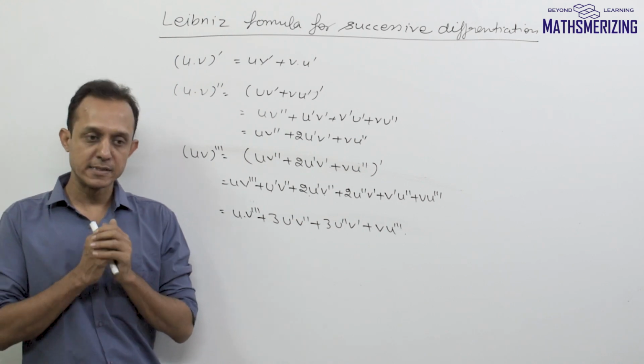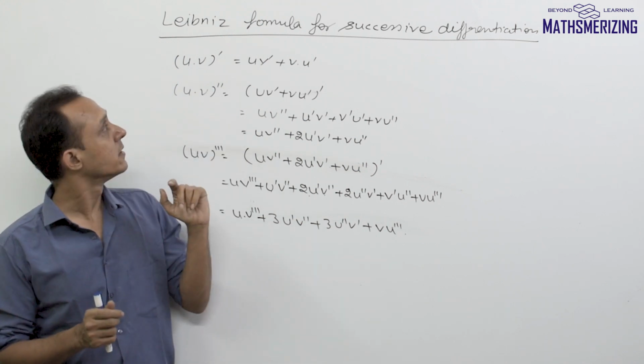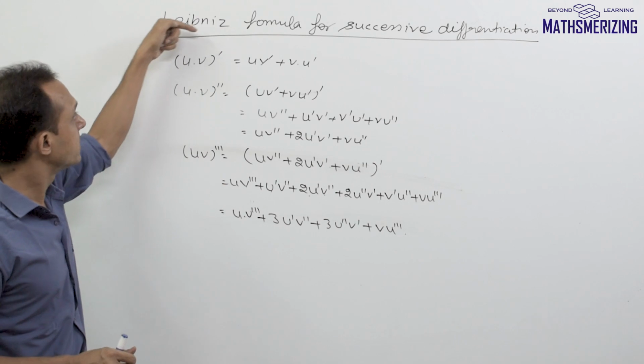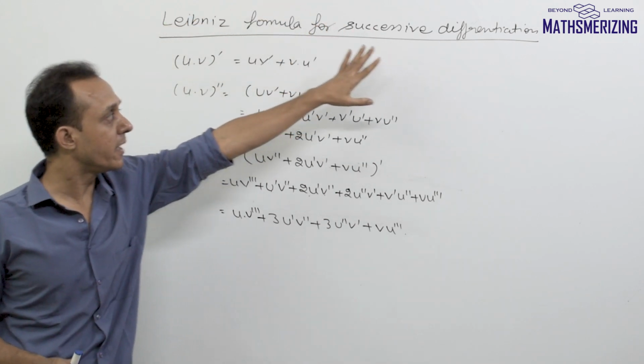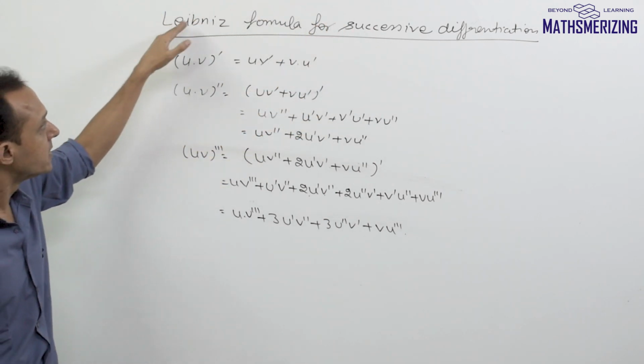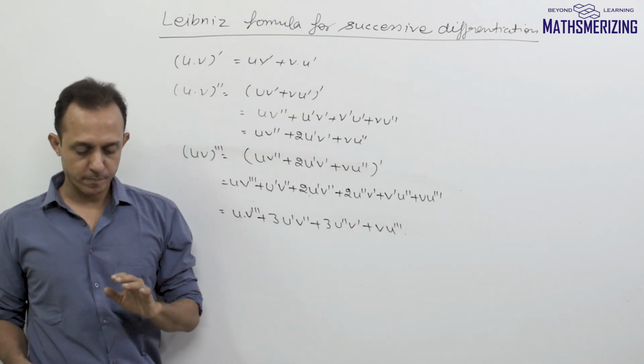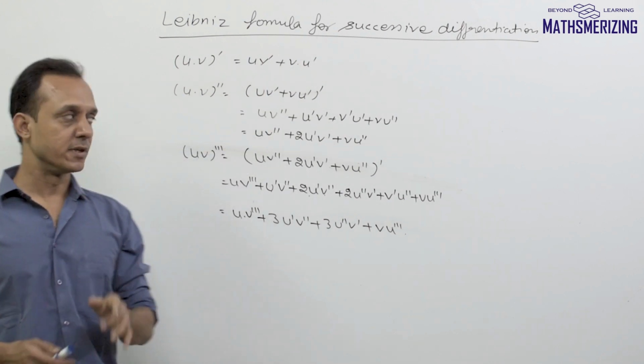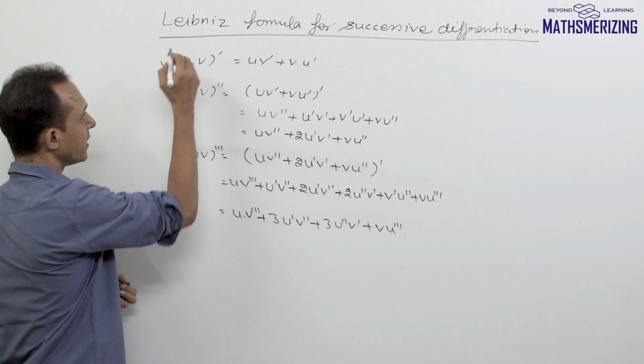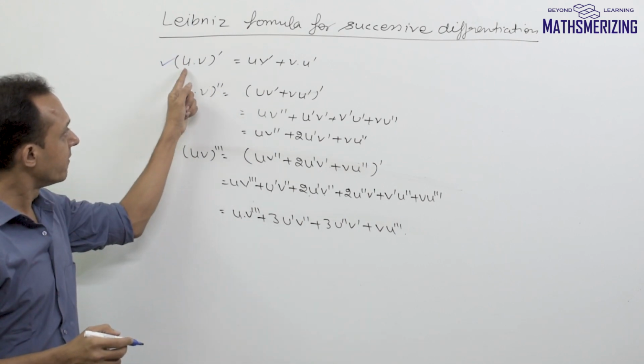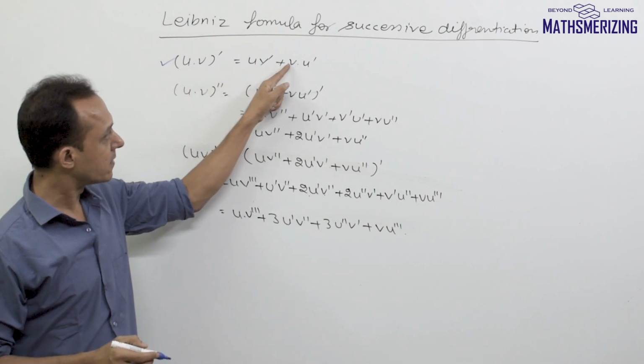Now in binomial, we'll study something again which is related to calculus, which is Leibniz formula for successive differentiation. It is also called the Newton-Leibniz formula for successive differentiation. Now we know the product rule in differentiation, right? So if I have to differentiate u and v, its derivative will be u v dash plus v u dash.